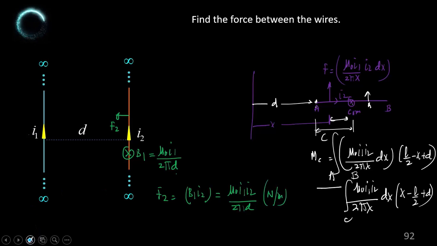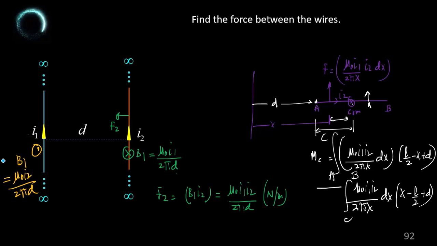সেম লজিকে যদি দেখি, so there will be another magnetic field created by the I2 current on I1. So because of I2 on I1, the magnetic field will be B2. What is the value of B2? Mu naught I2 by 2 pi d.